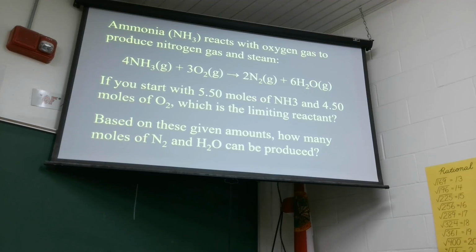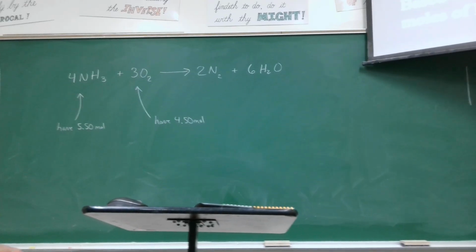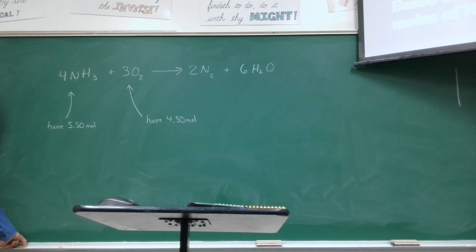So once you got that equation copied down, we are given in the first part of the problem that we are starting with 5.5 moles of ammonia and 4.5 moles of oxygen. And the question is, which one's the limiting reactant? To figure out limiting reactant, class, we have to know the key numbers. How do we find key numbers? Divide the moles by the coefficient. Okay? So let's divide the moles by coefficient. Let's figure out what the two key numbers would be.